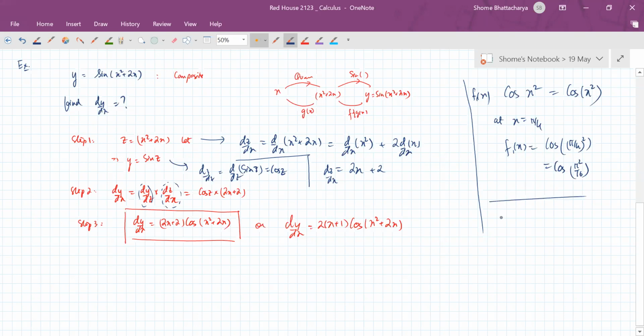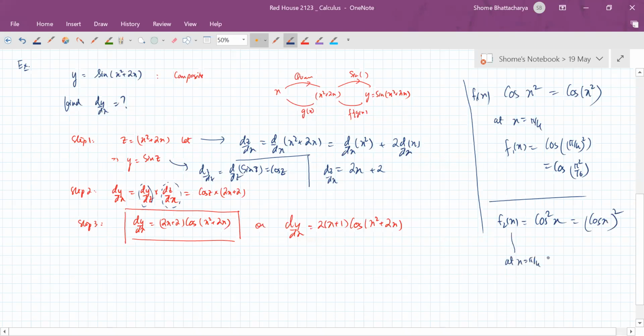Whereas if you take a second function, cos square x, that is nothing but actually cos x whole square. So this one's value at x equal to pi by 4 will become cos square pi by 4. Now cos pi by 4 we know is 1 by root 2. So that will be 1 by 2. So they are different things. Understood now? Yes.